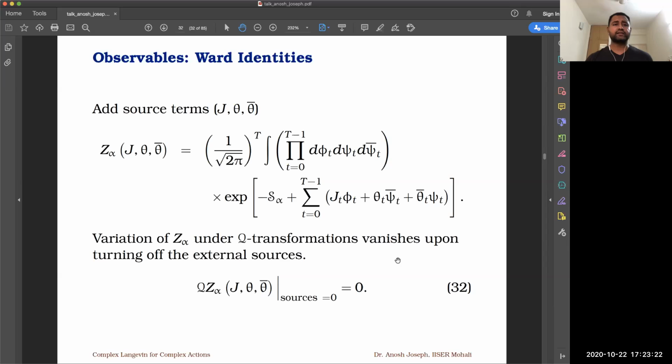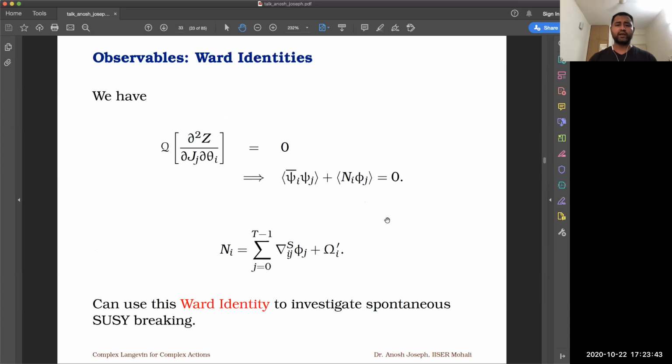Another interesting tool is Ward identities. So how can we get Ward identities from our action? Let's add source terms j theta and theta bar in this way, and the Q variation of this Z should give 0. That would give us some constraints. We are looking at a particular type of Ward identity, this one. There are several Ward identities, and we are focusing on one of them. This Ward identity is obtained in this way.